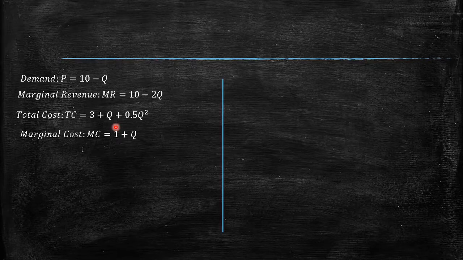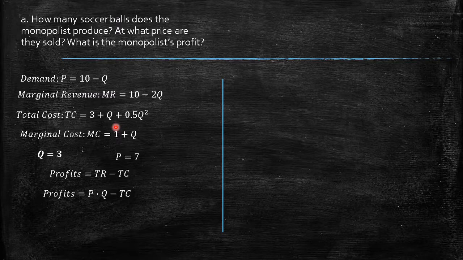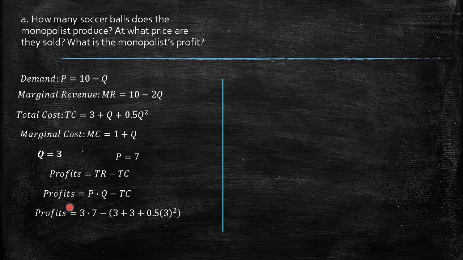and then the price of monopoly should be equal to 7. Then the other question says how many soccer balls does the monopolist produce, at what price are they sold, and what is the monopolist profit. The first is the previous slide, I just didn't find the profits. So then the profits should be equal to total revenue minus total cost. So remember, total revenue is equal to P, price, times Q, minus total cost. So here we have the price should be 7 and the Q should be 3.